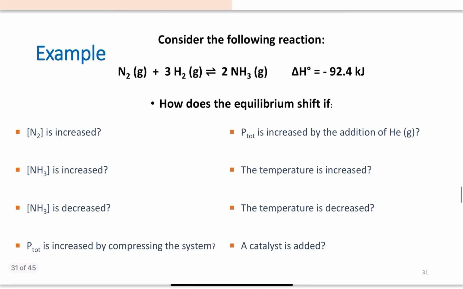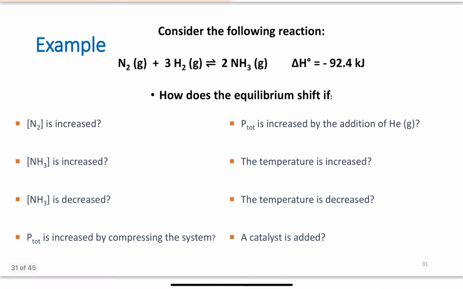Consider the following reaction. I've got N2 gas plus 3 moles of H2 gas giving me 2 moles of NH3 gas. And I'm told the delta H of this reaction is negative 92.4 kilojoules. This right here tells me a lot of information. The fact that this is negative tells me this is an exothermic reaction. Remember, exo, delta H is negative; endo, delta H is positive.